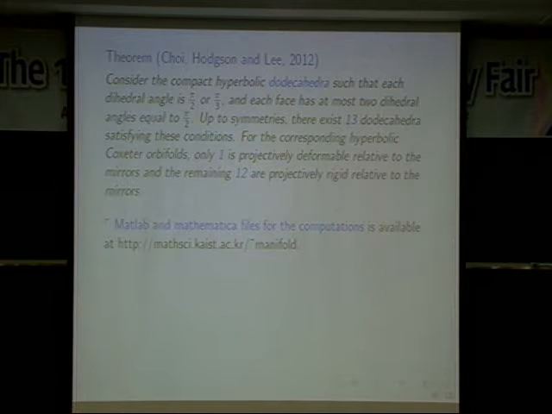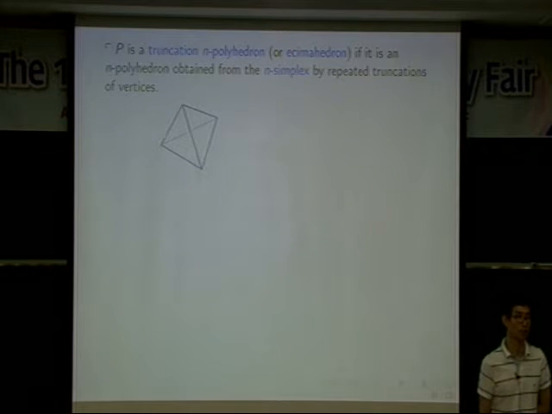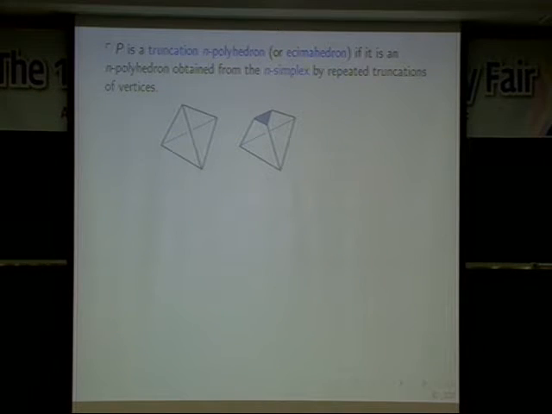And next, we move to the total deformation space. To explain the previous result, we define the truncation polyhedron. It is an n-polyhedron obtained from the n-simplex by repeated truncation of vertices. So this is the three-dimensional case, a tetrahedron. And then one truncation gives the triangular prism, and again we continue. In this way, all of these are truncation 3-polyhedra.